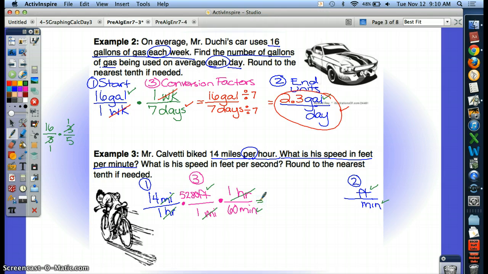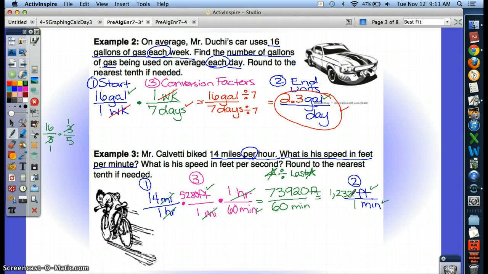Now the next step was to multiply straight across. So we have 14 times 5,280 times 1. It's going to give me 73,920. And we're left with the word feet. That's the only word left. Over 60 minutes. Remember, you're not done. I want to know how many feet per 1 minute, so I divide. Just type this now in your calculator. So don't forget to divide last, okay? Maybe star that. Don't forget that step. Type it in on your calculator and divide. We get 1,232 feet per 1 minute.